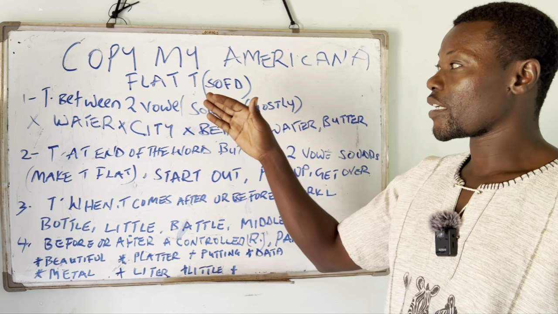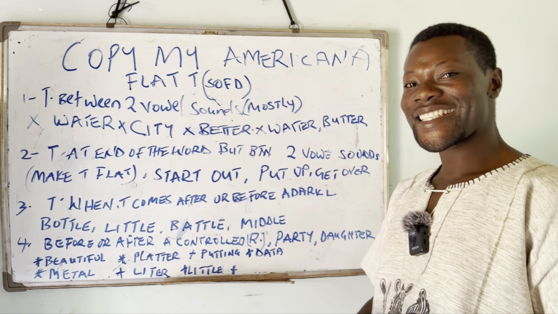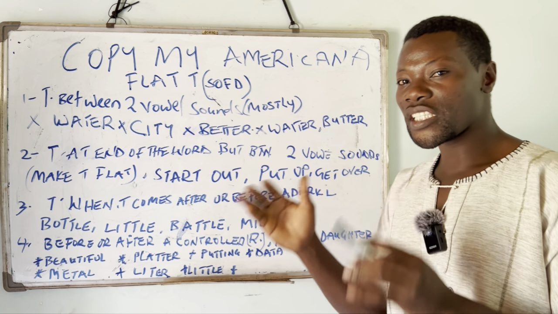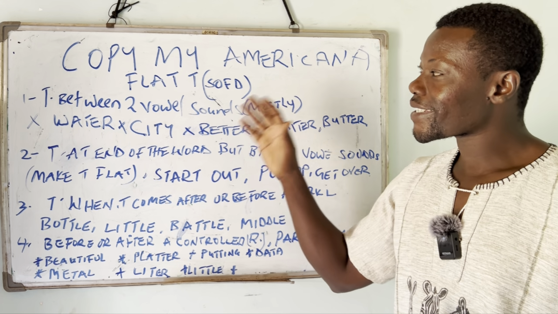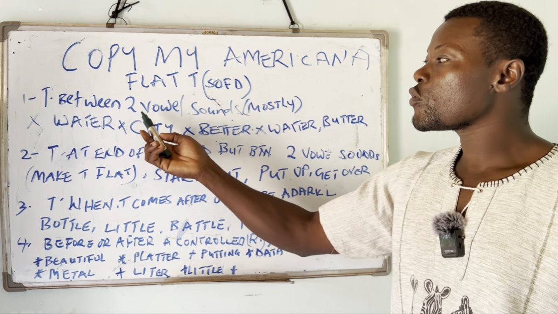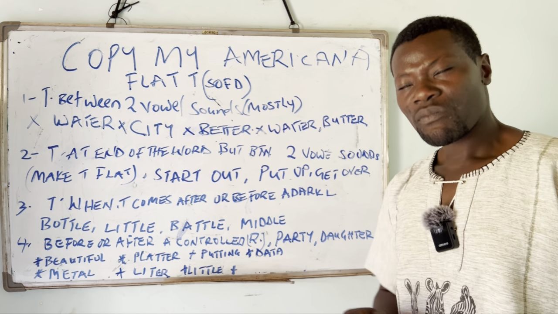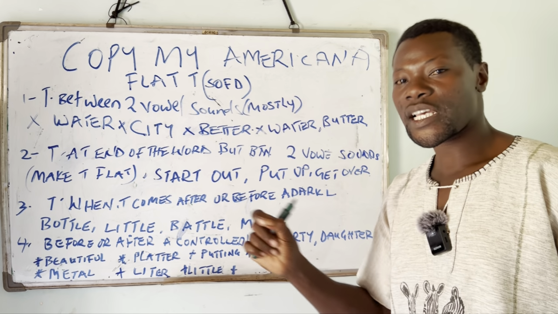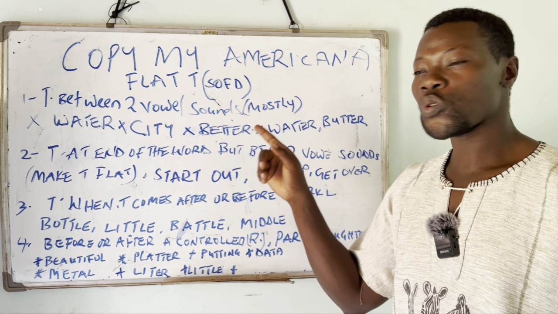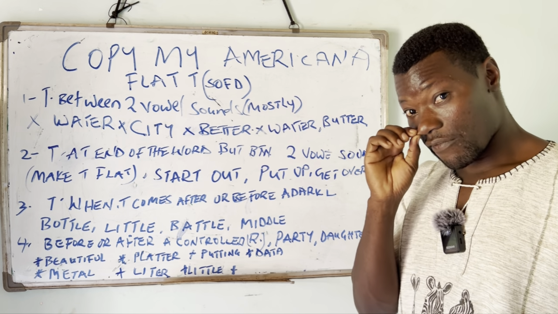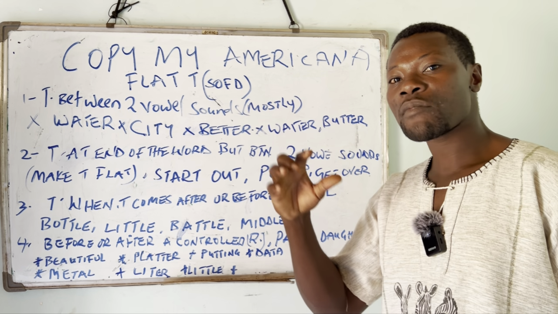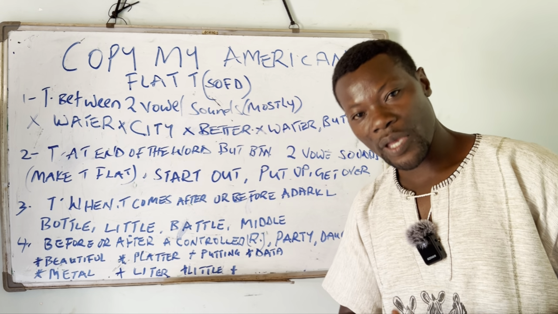And for today we're just going to look at the T sounding like a flat D. The T sounds like a soft D. So the flat T sounding like a soft D. We say T between two vowel sounds mostly. So the common T that changes to a soft D is found between two vowel sounds, like two vowels and then T is in the middle. It changes a lot into a soft D. If you hear somebody change it, just know that is American English.